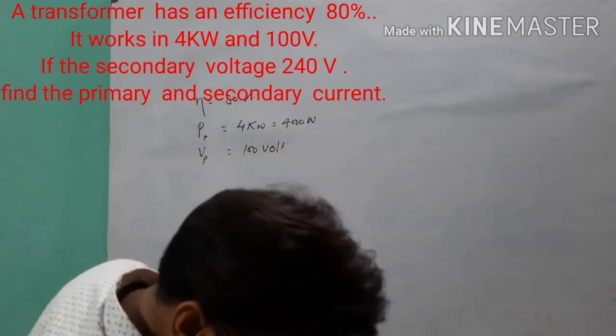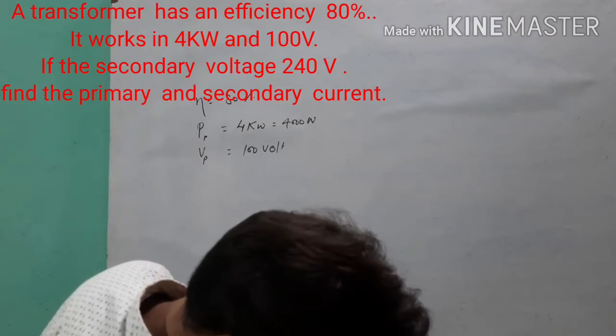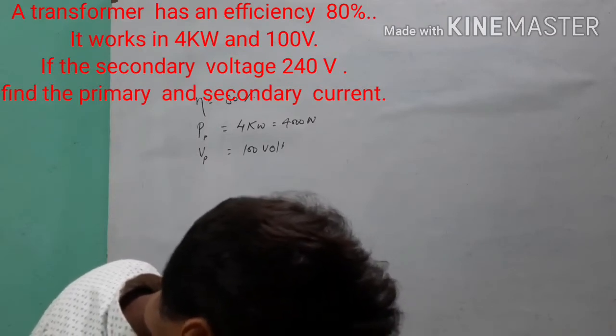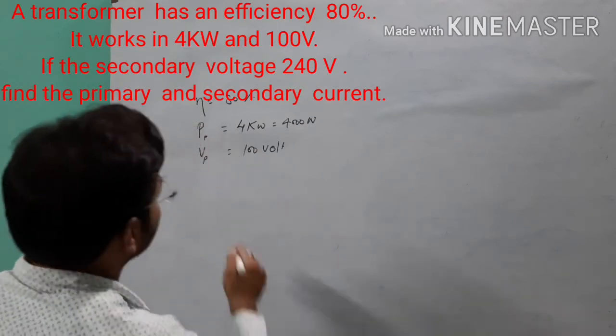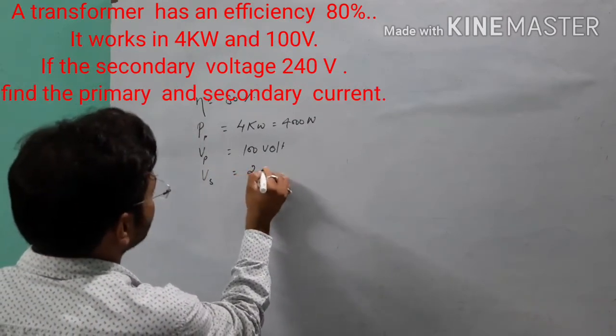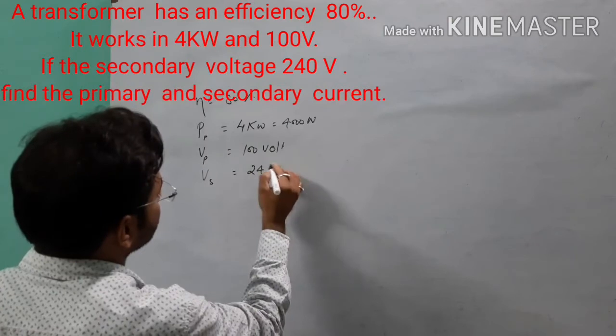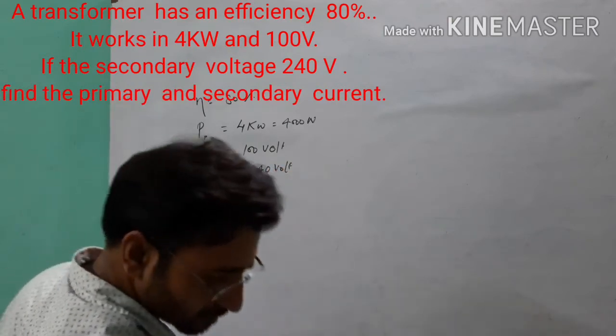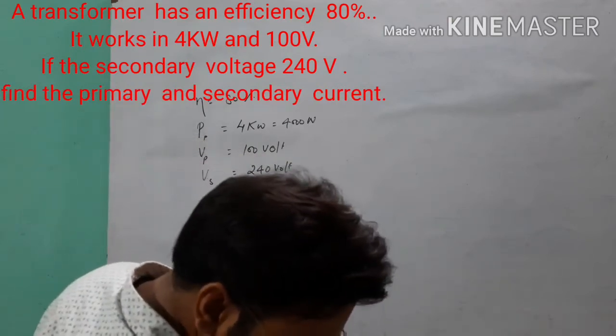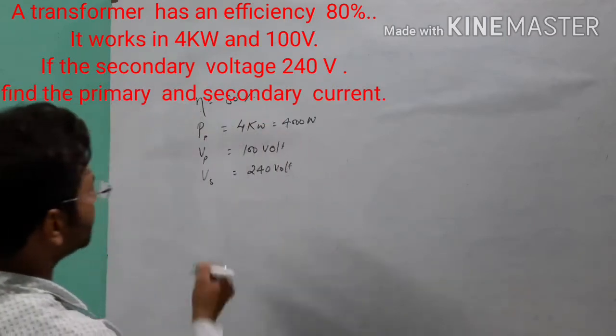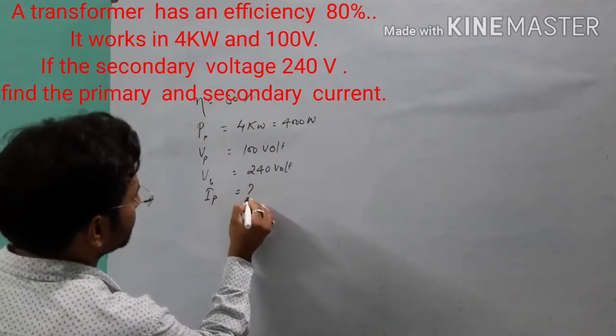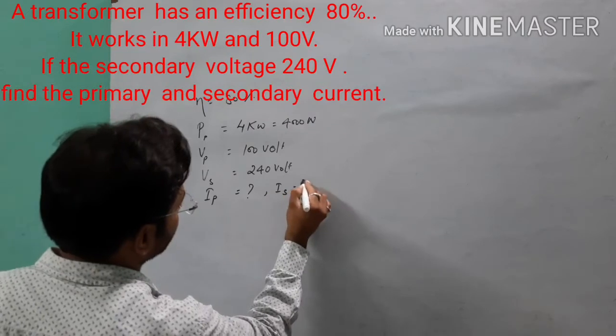And after that he asked: if the secondary voltage is 240 volt, find the primary and secondary currents.